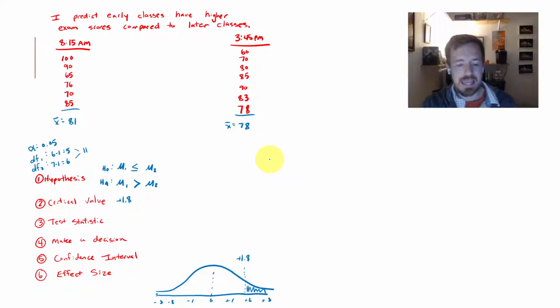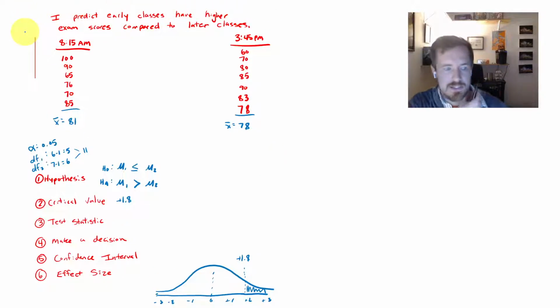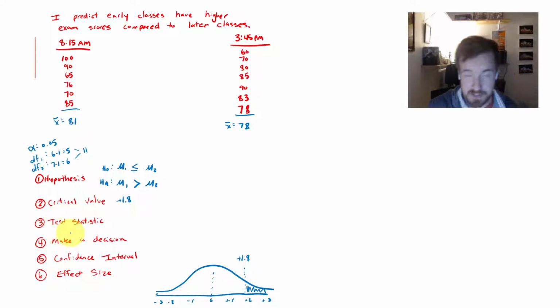Okay. And we can't stop here. We want to solve this question up here. I predict early classes have higher exam scores, and I can't do that just with these numbers. If I do just those numbers, that doesn't take into account the variability of the scores that we have here or the sample size. So we have to ultimately get the test statistic here. That's why we can't just eyeball it, even though it does seem like our 8:15 has higher grades.